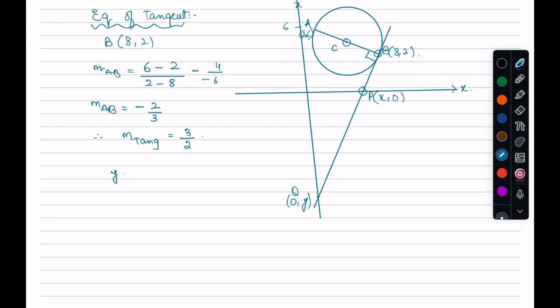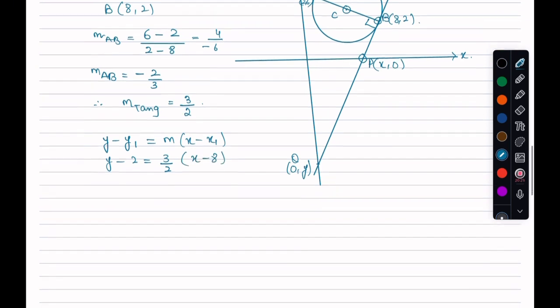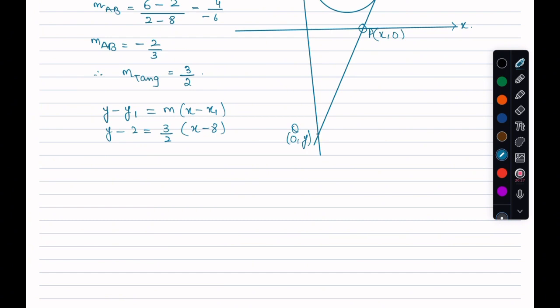I have the coordinate (8, 2) passing through the tangent. So I'll simply say y = mx + c, and also I can use the general equation of a straight line, which says y minus y1 equals gradient times (x minus x1). I do have y1 and x1, which are 2 and 8. Therefore, this is y minus 2 equals 3 by 2 times (x minus 8). So I will be getting the equation of the tangent, or in other words, this actually is the tangent equation.